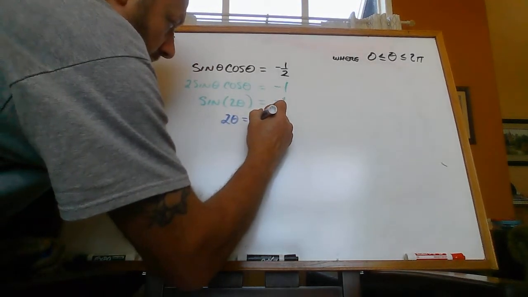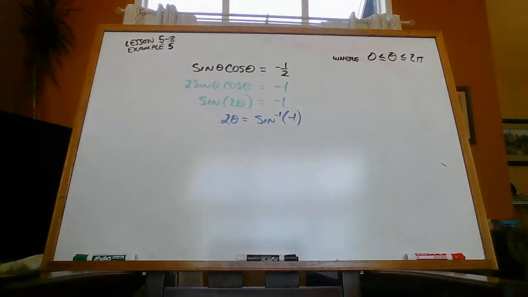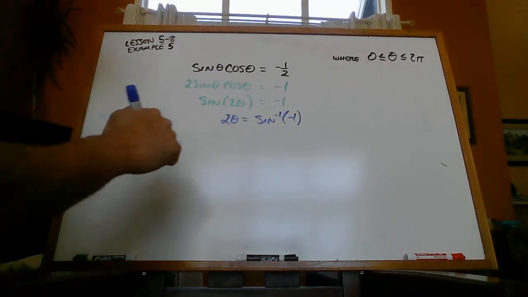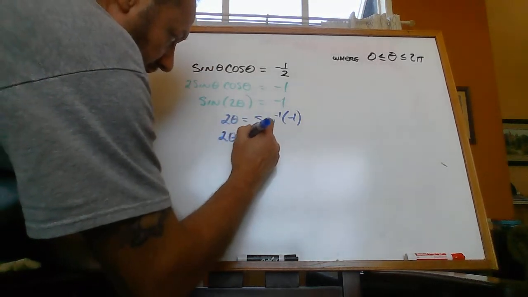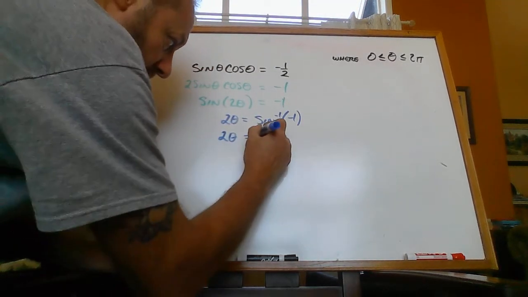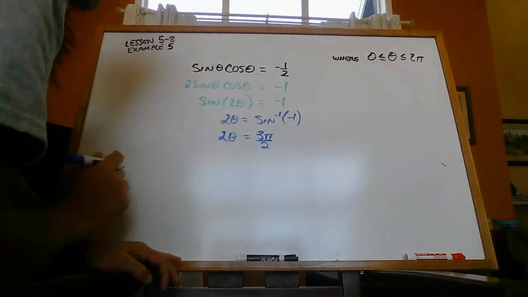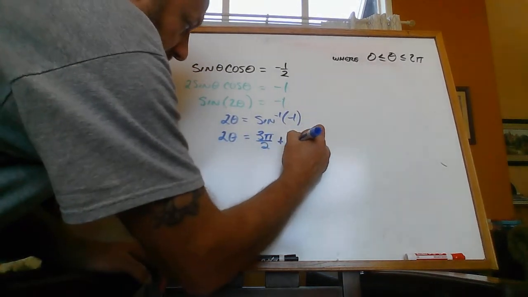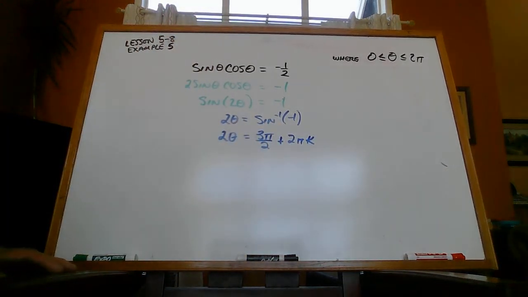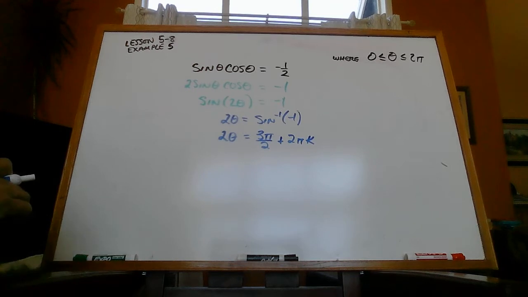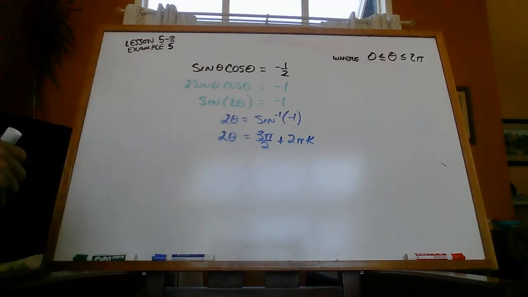So you're going to arc sine -1. And I did change the period, so when I do this, 2 theta equals 3 pi over 2. It's the arc sine of -1. I want to add my plus 2 pi k on here. So that's going to make it a little bit more obvious that there's more than one answer to this.